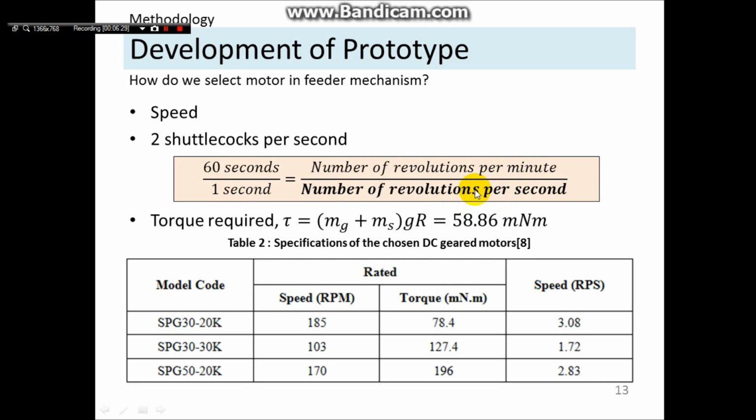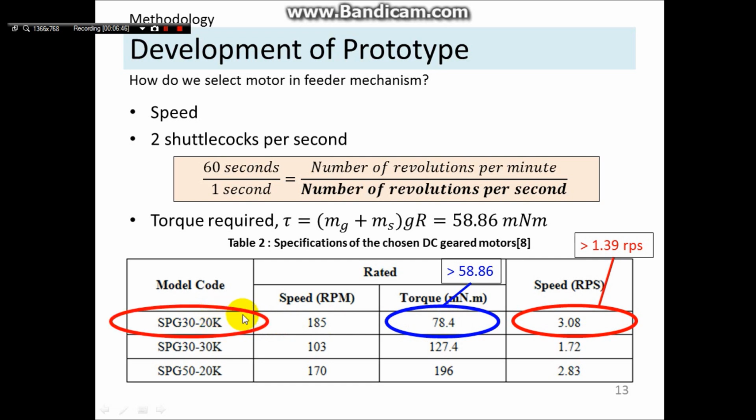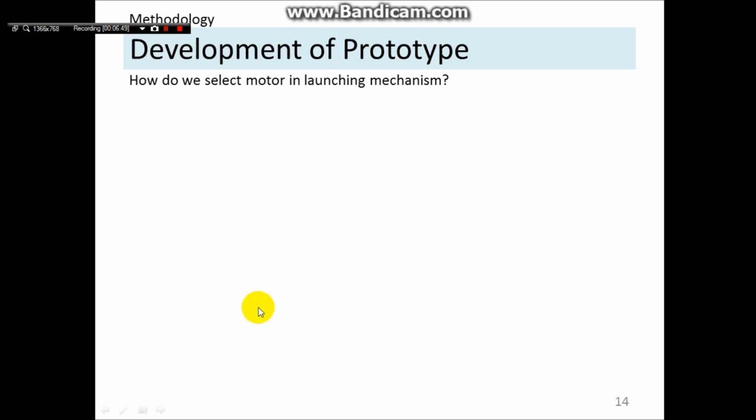From the specifications of the chosen DC gear motors, the speed and torque which we calculated can be achieved by this type of motor, and thus the SPG 3020K is chosen. Next, how do we select motors in the launching mechanism? In the launching mechanism, both the speed and torque are important.